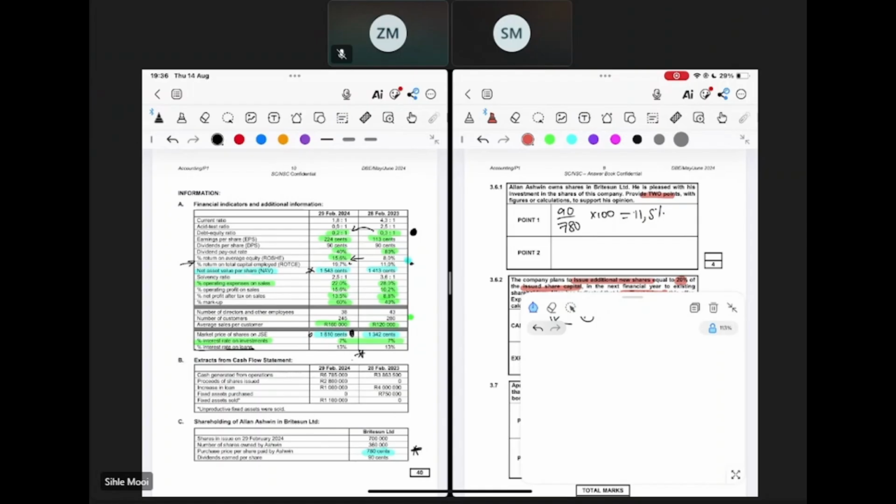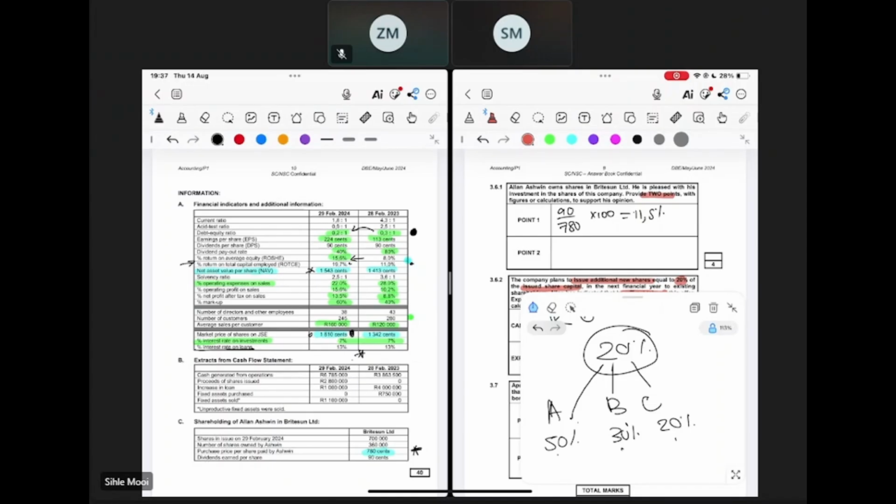Now, let's say we have three shareholders, A, B, and C. A has 50%, B has 30%, and C has 20%. If they issue that 20%, A will be getting 50% of 20, B will be getting 30% of 20, and C will be getting 20% of 20. So of that 20%, each person is getting according to what they have in the business.